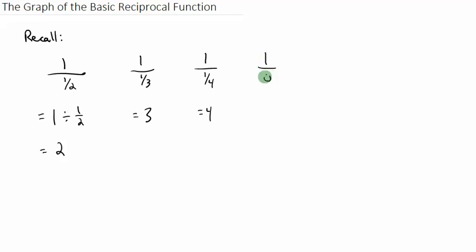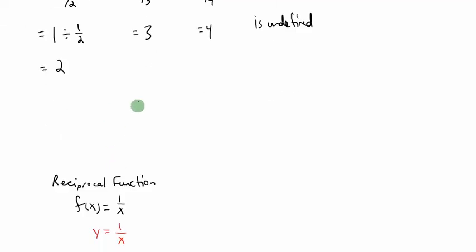1 over 0 is undefined. There is no way to perform that calculation. Okay? So you need to understand how to divide 1 by some numbers, even these harder examples, in order to understand the graph that we're about to look at.